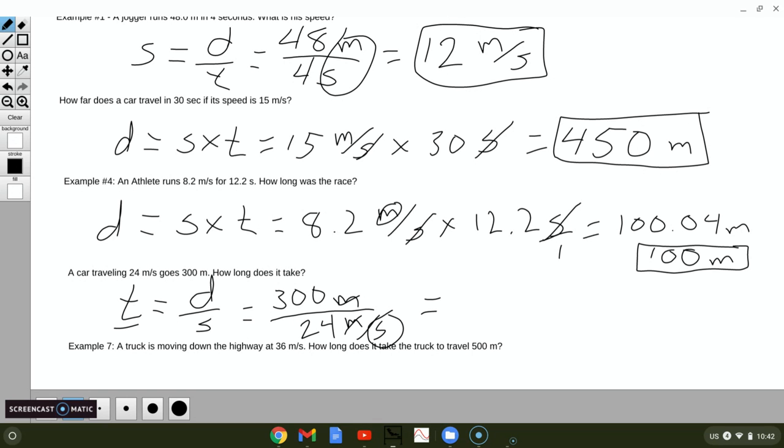Calculator time: 300 divided by 24 ends up being 12.5. And that would be seconds. And so there we go, there is our answer. Seconds are left alive. Seconds are a time. That all works.